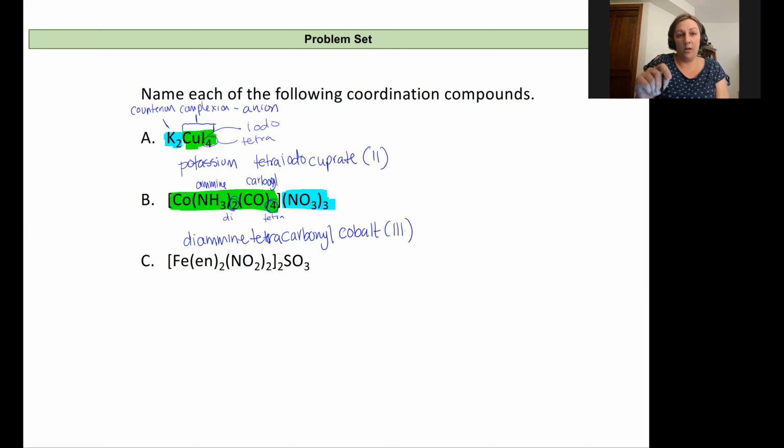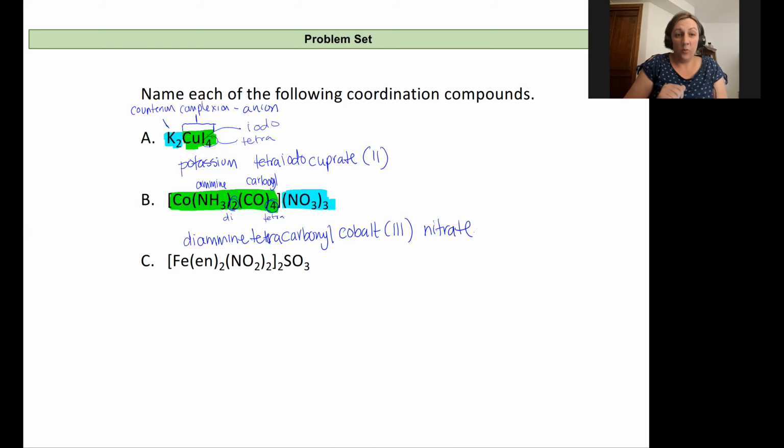Now for the counter ion, which is a polyatomic ion. So I may or may not have this memorized. I would run to the polyatomic ion chart and take a look to make sure I had the name right. And it is nitrate. Diamine tetracarbonyl cobalt 3 nitrate. All right, now let's go on to our next one.